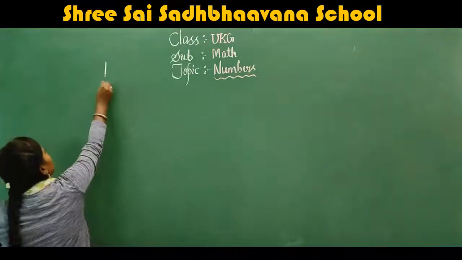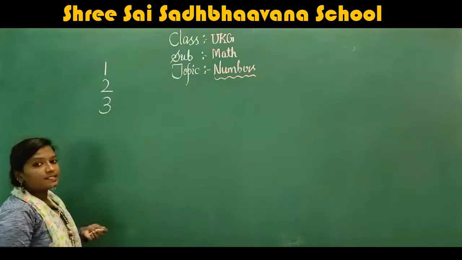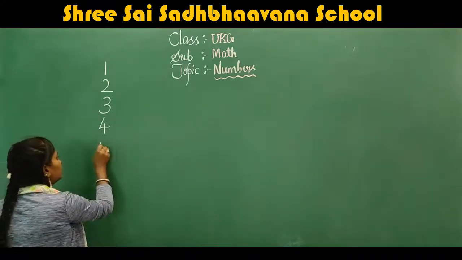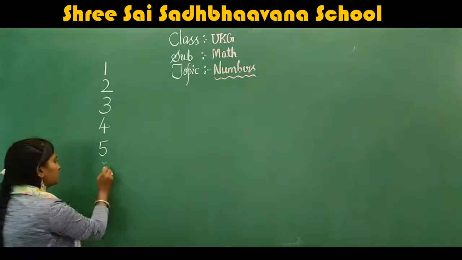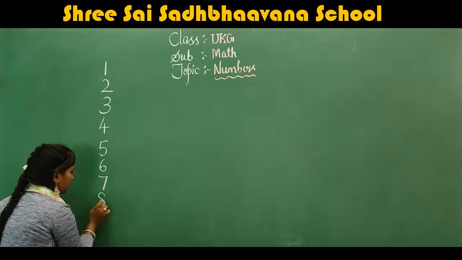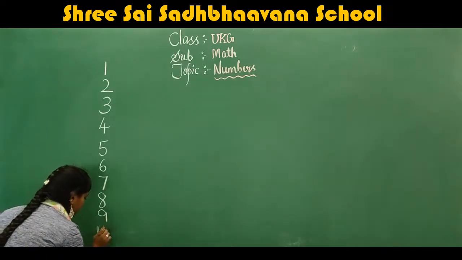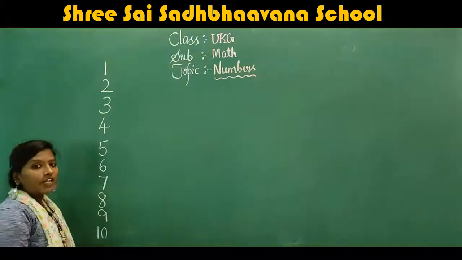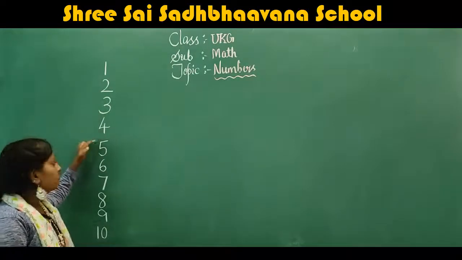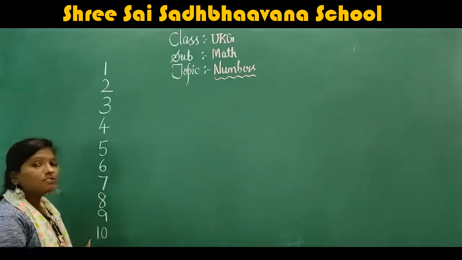Number 1, 2, this is number 3, 4, 5, 6, 7, 8, 9, 10. 1, 2, 3, 4, 5, 6, 7, 8, 9, 10.